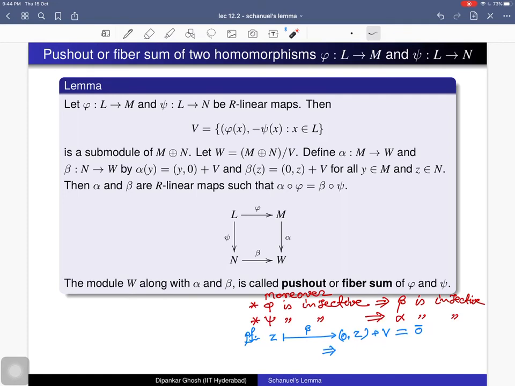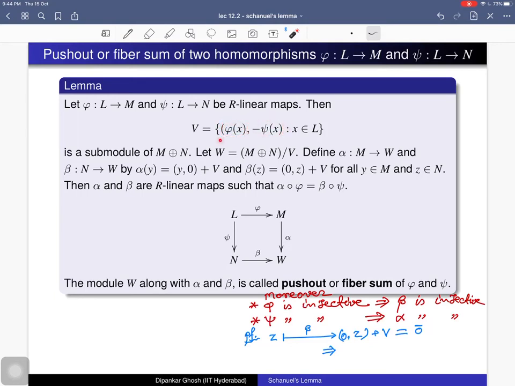So let us see how we can construct such an R module and these module homomorphisms. Okay, so here is the way. First you consider this direct sum M direct sum N, this is an R module, and then you consider this collection of elements in this direct sum. What is that? For each element x in L you consider phi of x as the first component and minus psi of x as the second component.